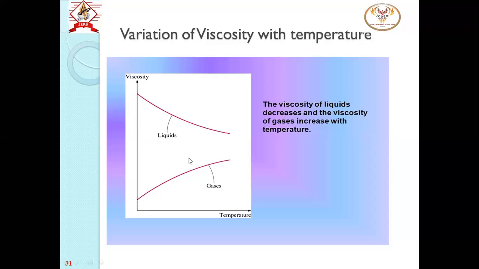We have to draw this graph during our practical session, the experimental session. We have to increase the temperature for the given fluid, for the given oil, and find what the viscosity will be. So you will be getting such a type of curve, a falling curve. As you increase the temperature, the viscosity will decrease. So this is the variation of viscosity with temperature.